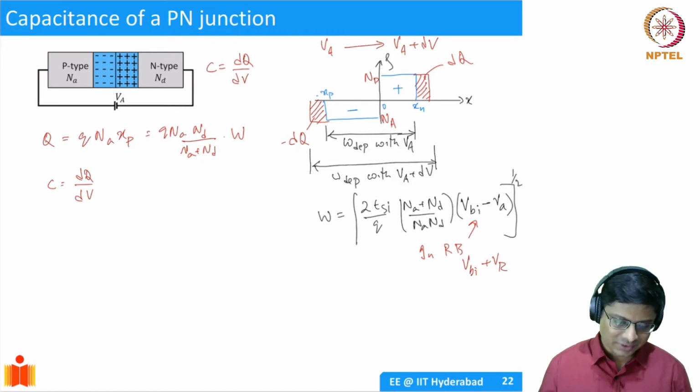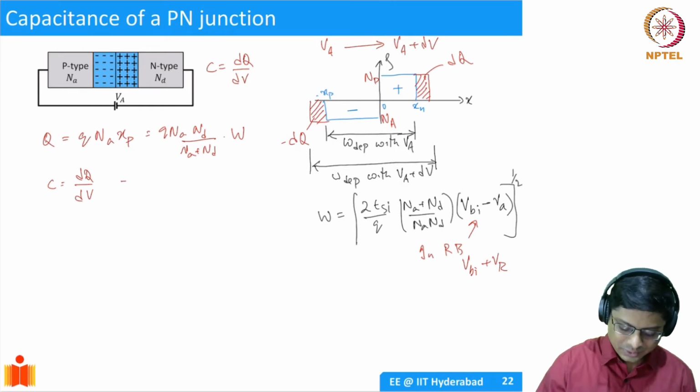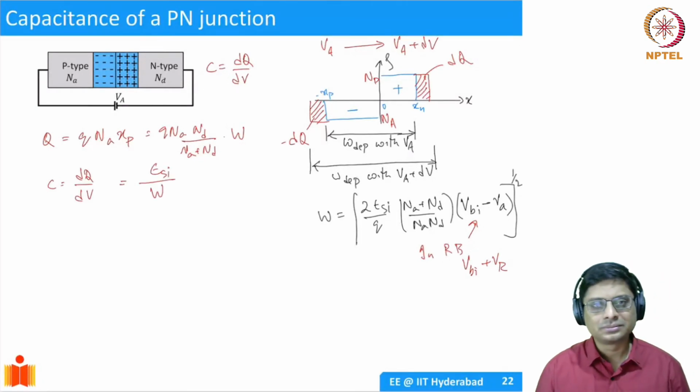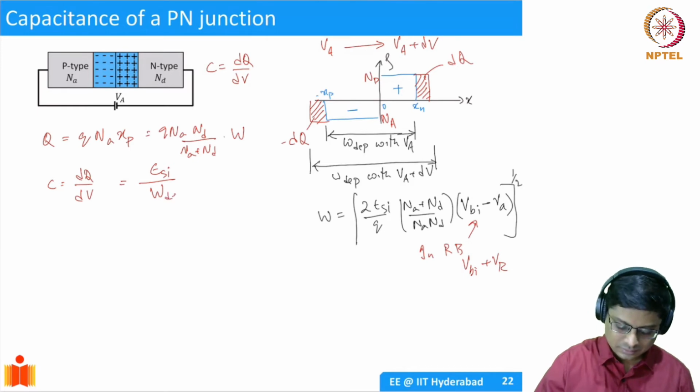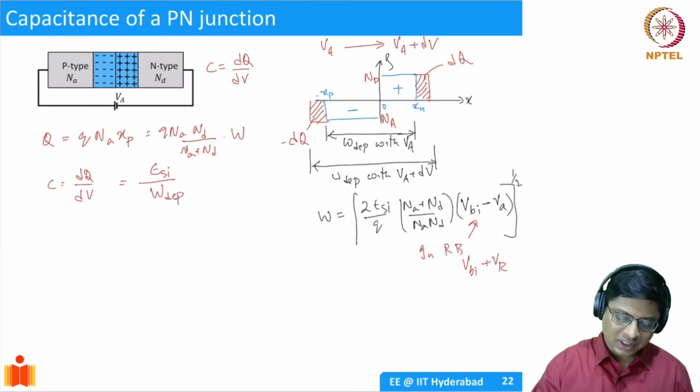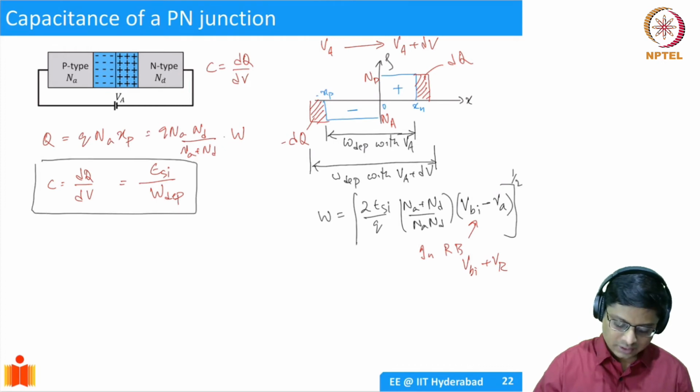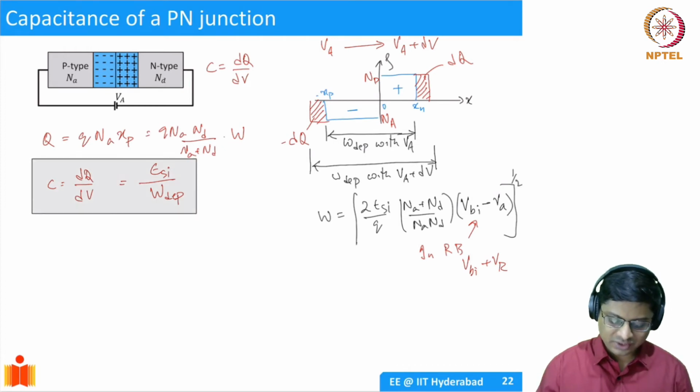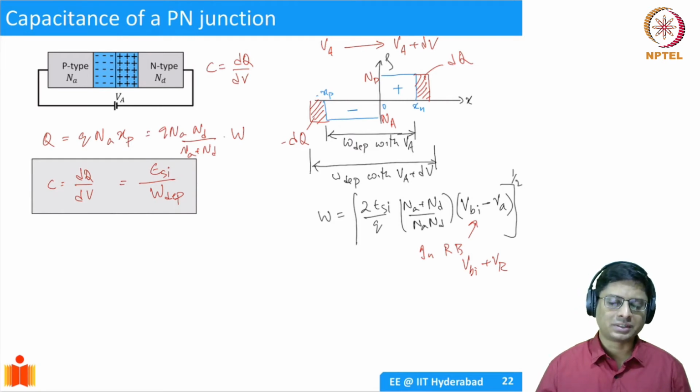If you do all that, the answer is going to be epsilon silicon divided by W depletion. The total capacitance of a PN junction is simply the dielectric permittivity divided by the depletion width.